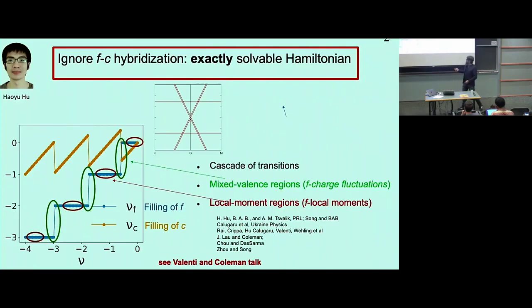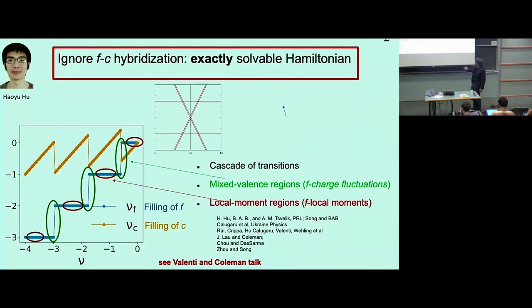So basically, if we ignore the FC hybridization, which means the coupling term between the F and the C electrons, then of course we can solve the model exactly, and the model has the following properties. First of all, the Hubbard-U needs to be minimized. So, for example, at half filling, you polarize and split the F electrons, and you form Hubbard bands here. There's no hybridization between the F and the C electrons, so there's no level splitting here. And then as you move away from half filling, you're going to fill the C electrons.